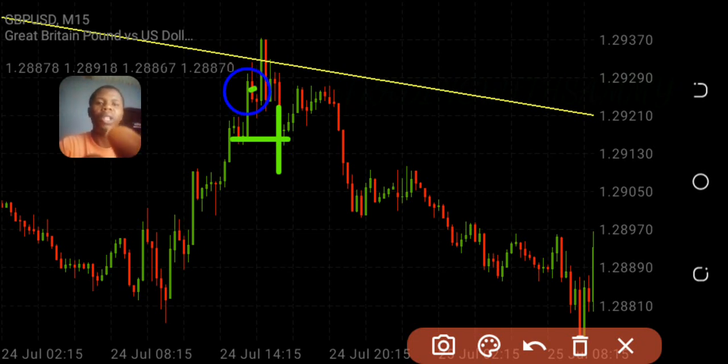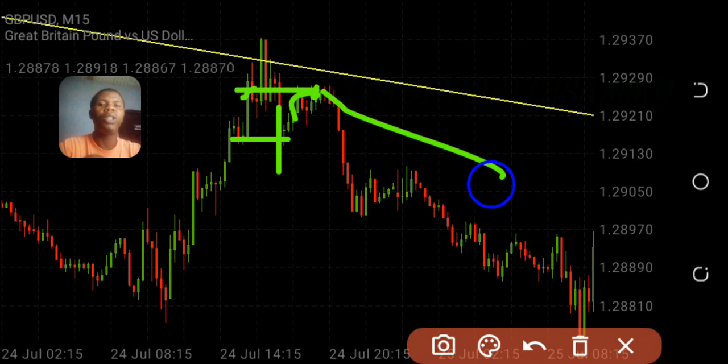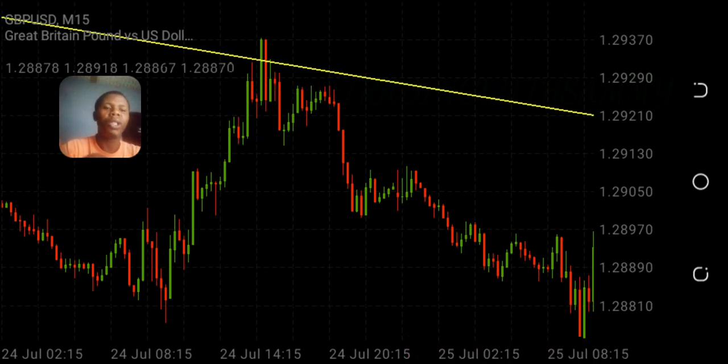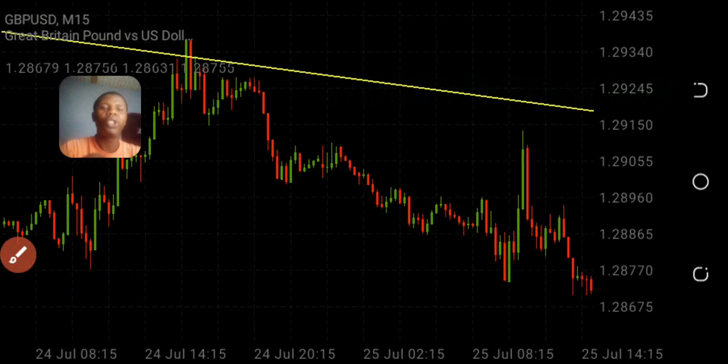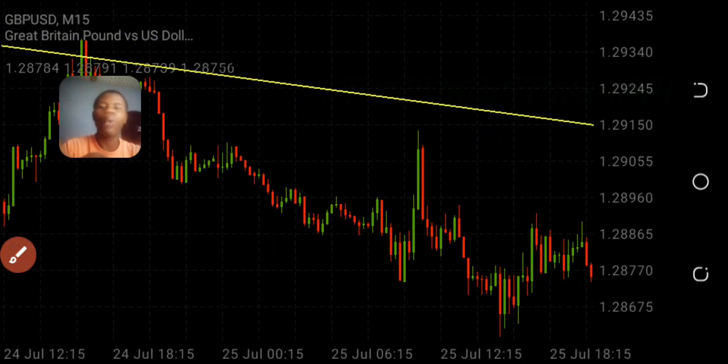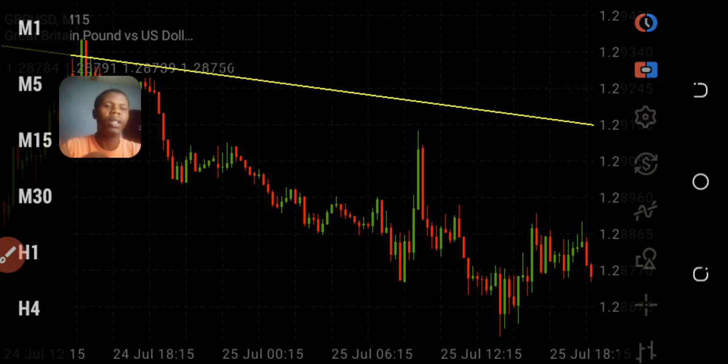It came and retested here, touching these two zones here, which indicates that the market has, how will I call it now, a momentary market shift. So what should we be doing now? We should be looking for opportunities to get into this trade at this zone here. Now I'm going to be showing you where to get out from this kind of trade.